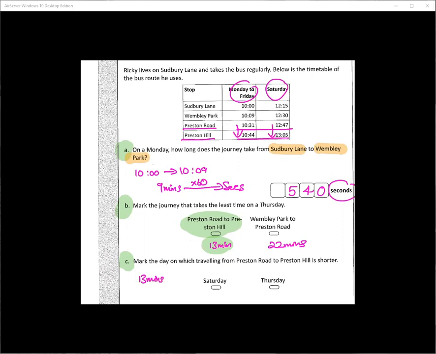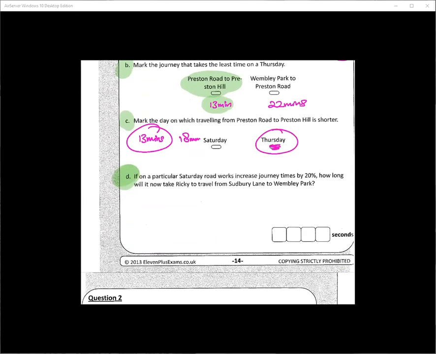13. And between 12:47 and 13:05 is how many minutes? 18. And which one is the shorter one? What day is it? Thursday. Thursday, which was this one here. Excellent. The last one?